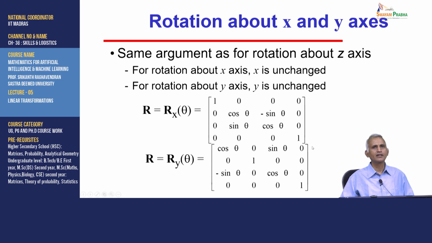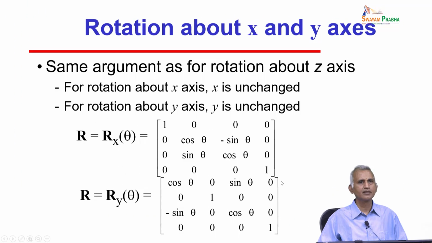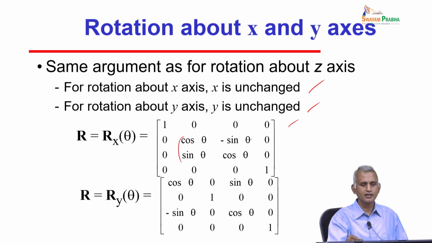Now, the rotation about the x and y axes uses the same argument as for the rotation about the z axis. For the rotation about the x axis, x is unchanged. For rotation about the y axis, y is unchanged. Therefore, r of x comma theta equals 1 0 0 0, then 0 cos theta minus sin theta 0, and 0 sin theta cos theta 0, and then 0 0 0 1. So, this way we can represent the rotation about the x axis.